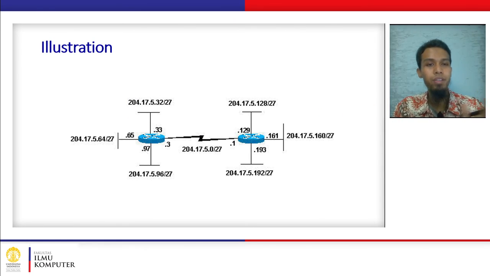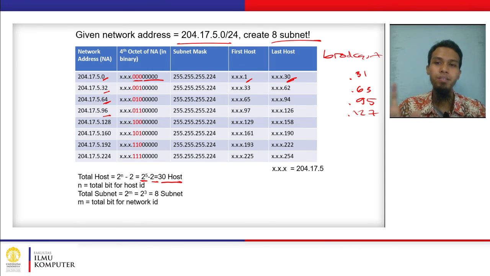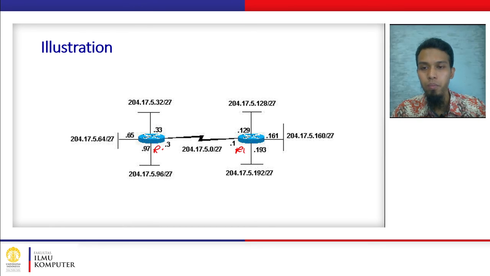Now, let's take a look again. Before, we were given a network topology, and we want to analyze how many subnets we have and what the subnet address is for each subnet. We start by defining the subnets' network addresses, and then we want to implement this into the real network. We can do it this way. For example, this is one subnet between router 1 and router 2. So between router 1 and router 2, we have one subnet.